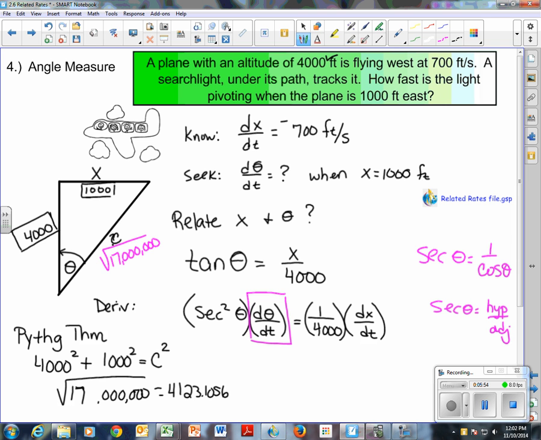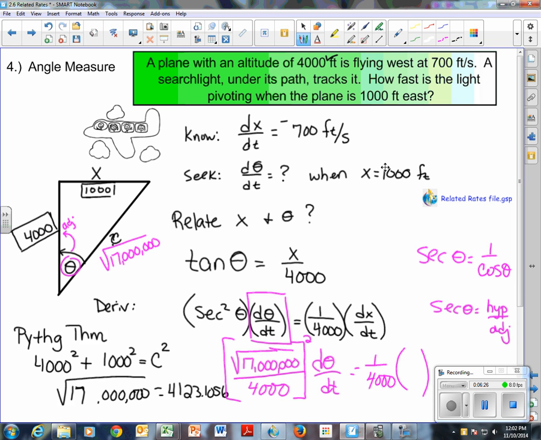I want to keep my accuracy. So I'm going to have the square root of 17 million over, hypotenuse over adjacent. Here's my theta, so this would be my adjacent side, correct? That would be 4,000 there. I've got to square that value, and then that would be times d theta dt is equal to 1 over 4,000 times dx dt, which at this moment, well, it stays steady, is negative 700 feet per second. So now it's just really throwing it through the calculator to get our answer.